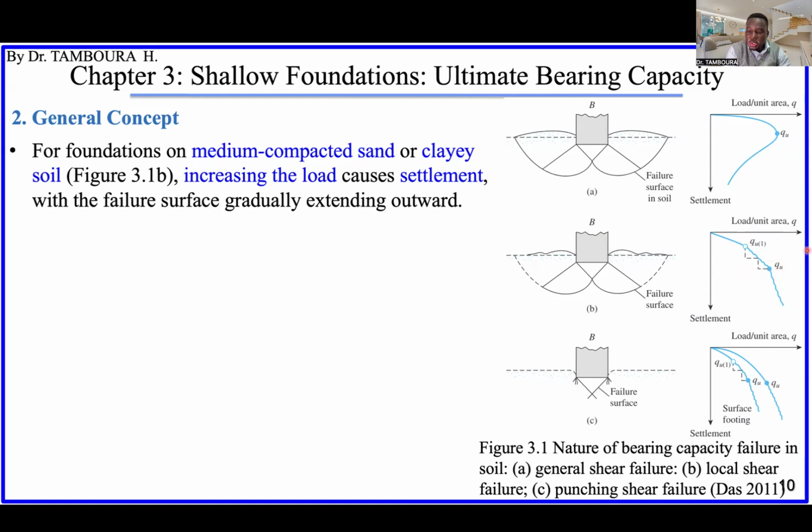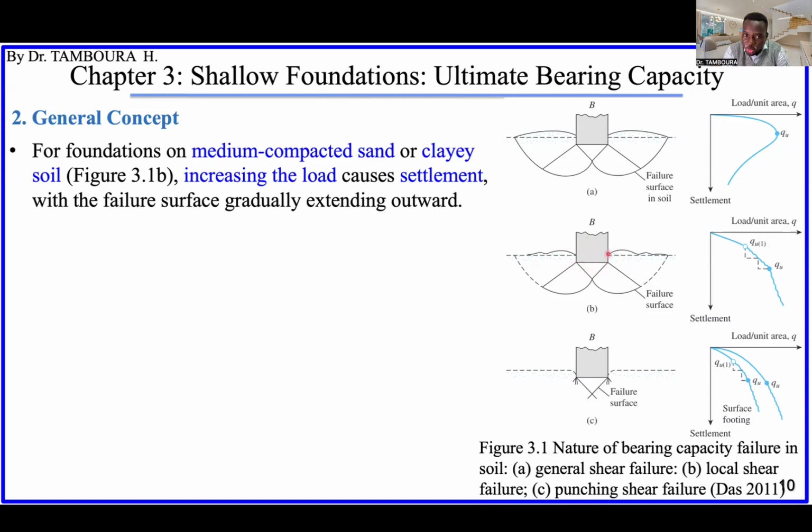If you have this kind of soil, the load settlement curve you will obtain will be something like this. And this is the type of failure you will obtain in the ground. So if you increase the load, it will of course cause settlement, with the failure surface gradually extending outward. The reason for this is very simple.